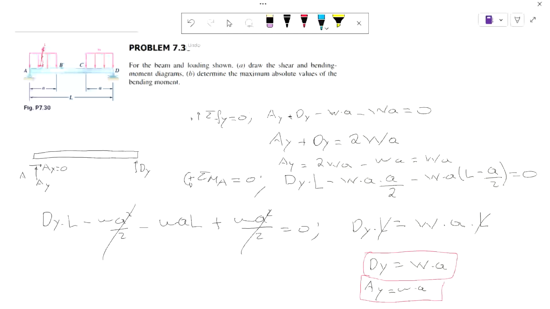So they're telling us that B is around A, right? So this is how you conceptualize B. It's very close to A. So we actually need to use the distance A and a variable x to find the shear force and the bending moment at B.